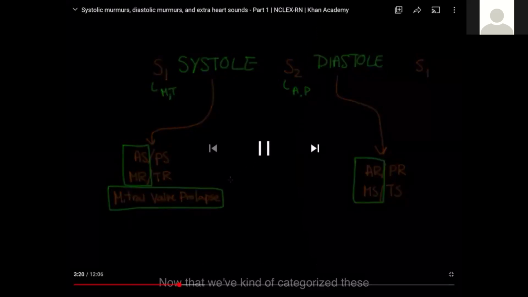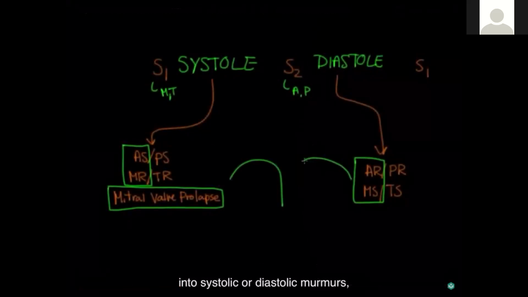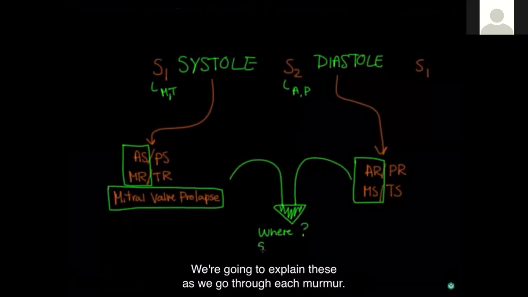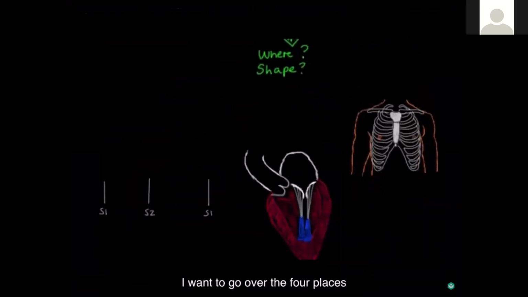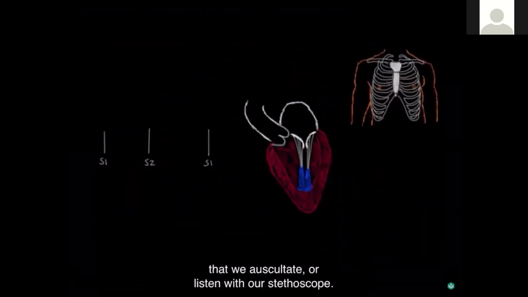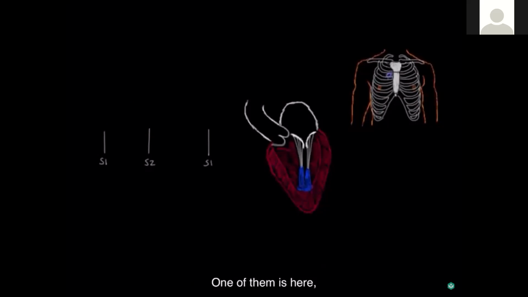So now that we've categorized these into systolic or diastolic murmurs, 2 questions that are going to become important are, where do you hear the murmur most loudly? And what's the shape of the murmur? And we're going to explain these as we go through each murmur. So since location is a pretty big concept, I want to go over the 4 places that we auscultate or listen with our stethoscope. So one of them is here.